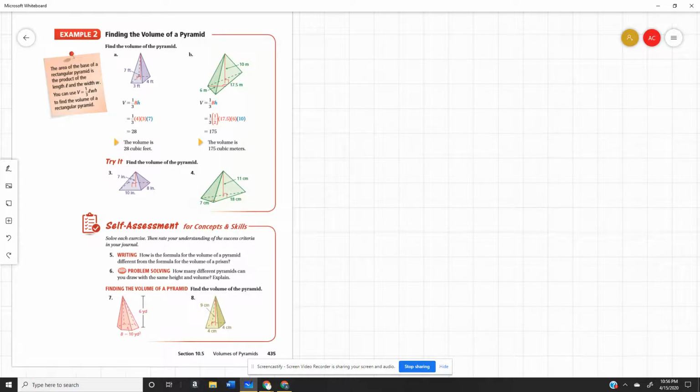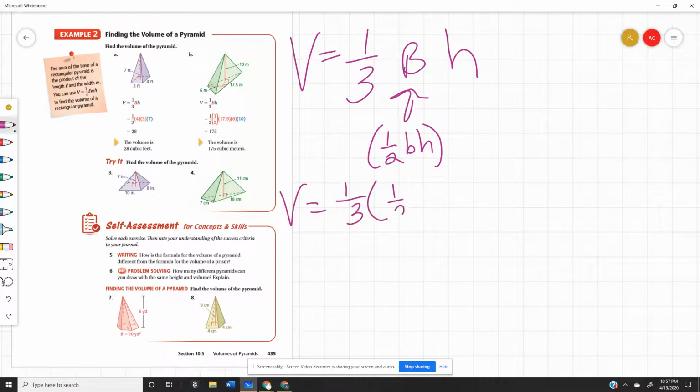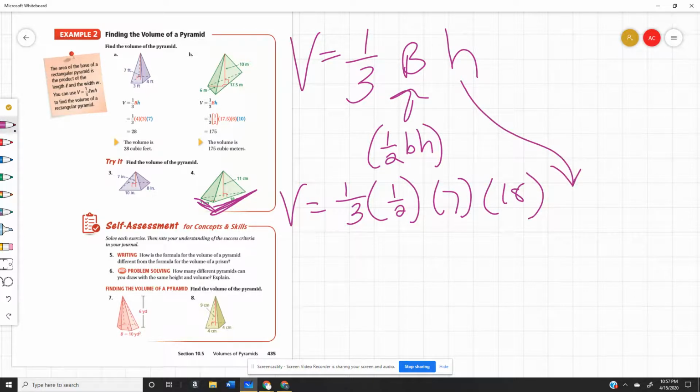All right, let's look at try it 4. We have a triangle for this one. We're going to follow the same formula. The formula is still 1/3 area of the base times height. Just in this case, instead of area of the base, we're going to do 1/2 base times height of the triangular base, okay? So we're going to have volume equals 1/3 times 1/2. The base here is 7. The height of the triangular base is 18. And then the height of the pyramid is 11.